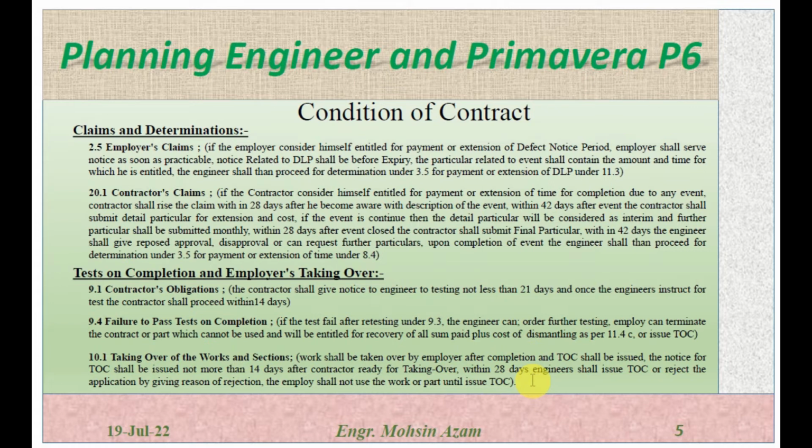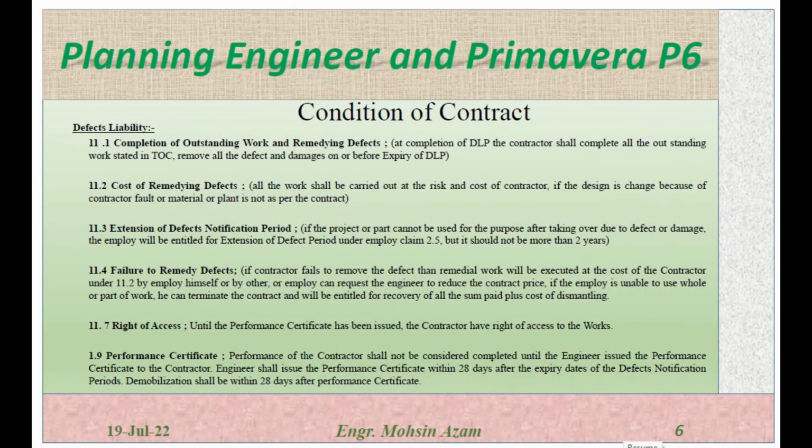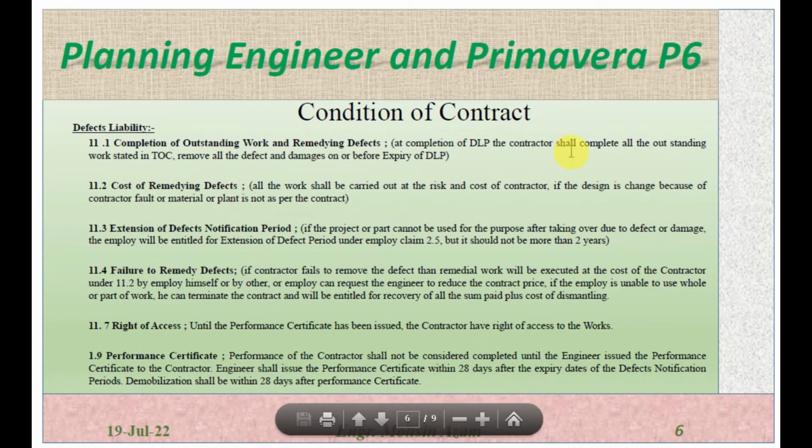And further, the employer cannot use the work or the part of the work until the TOC is issued to the contractor. Defect liability under subclause 11.1, completion of outstanding work and remedy of defect. At the completion of defect liability, the contractor shall complete all the outstanding work stated in the TOC, and remove all the defects and damages on or before the expiry of the defect liability period.